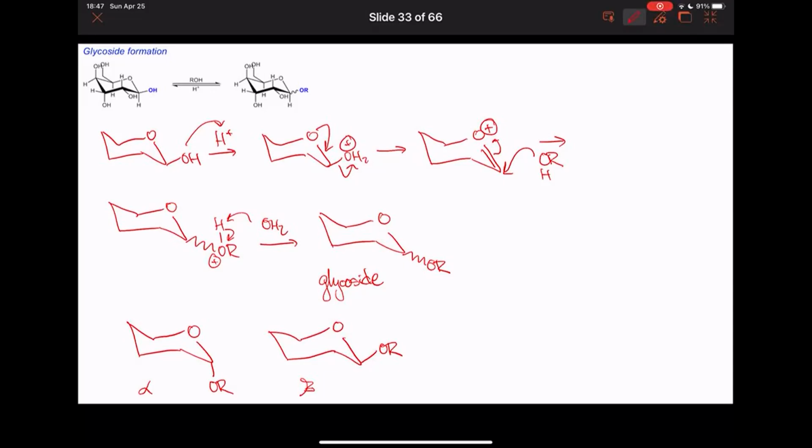The anomeric effect shows that there's additional stabilization for the alpha anomer that is a little bit unexpected. And so instead of seeing a heavily favored beta anomer, you're going to see almost 50-50, but a little bit more heavily favored towards the alpha form than you would anticipate.